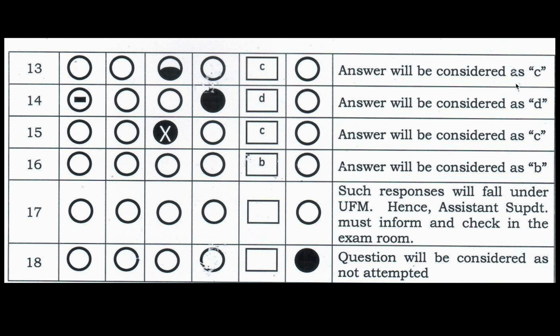Okay, now in number 17, as I already discussed, if you leave every option blank, it will be considered as unfair means. It means you will fall under the unfair means category and your paper will not be evaluated, and there is a slight possibility that action can be taken against the candidate. So under no scenario should you leave all the options blank. You have to fill either the star column or the hash column.